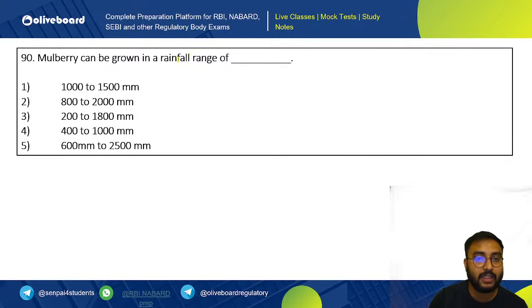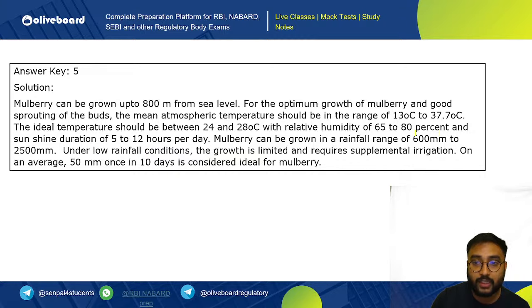Mulberry can be grown in the rainfall range of what? 1000 to 1500 mm, 800 to 2000 mm, 200 to 1800 mm, 400 to 1000 mm and 600 mm to 2500 mm. So the rainfall range for the growth of mulberry is 600 mm to 2500 mm. This is your correct answer. Are we clear here?